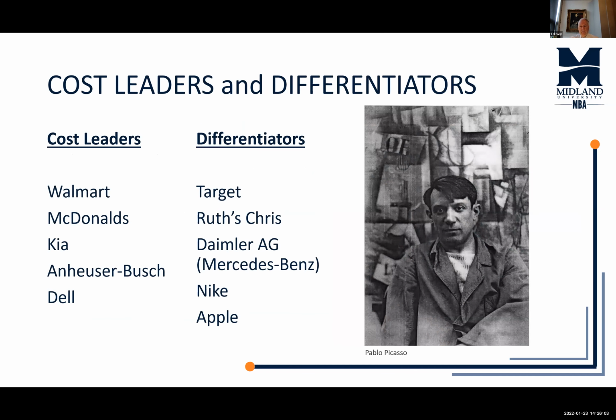So what are some examples of cost leaders and differentiators? Walmart, McDonald's, Kia, Anheuser-Busch, Dell. Those are examples of cost leaders that are pushing out as many costs as possible to deliver a no-frills, standardized product, whereas differentiators are Target, Ruth's Chris, Mercedes, Nike, Apple.